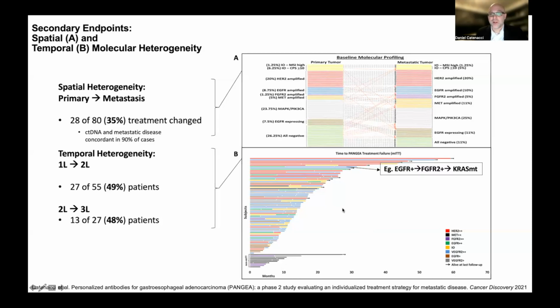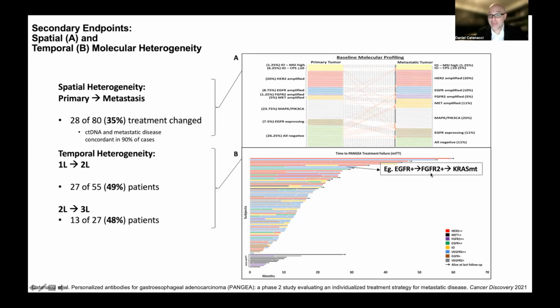As an example, this particular patient started out with an EGFR amplified tumor, so they were assigned to the EGFR group. They got FOLFOX chemotherapy plus an EGFR antibody. And when the cancer progressed, the repeat sample showed that it was FGFR2 amplified. The EGFR amplification had been suppressed. And so the patient transitioned to second line therapy with chemotherapy. FOLFIRI was the second line chemotherapy in that study. And then they received the addition of an anti-FGFR2 antibody.